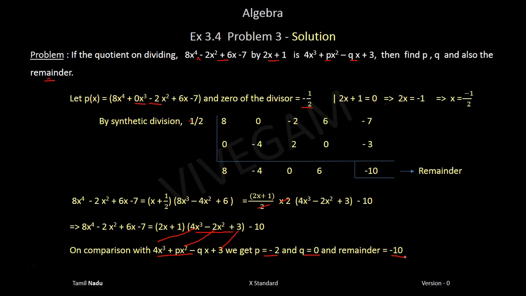As I said earlier, just one additional step. Do your synthetic division as usual, finally get the quotient, and compare that quotient with the given quotient and get the values of p and q. I hope I made it clear. If not, please go through one more time. It will become clear. Thanks for watching this video.